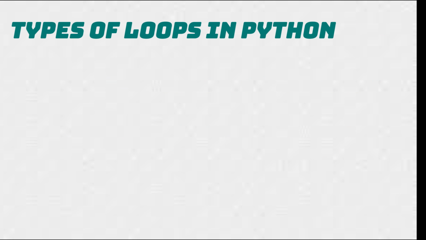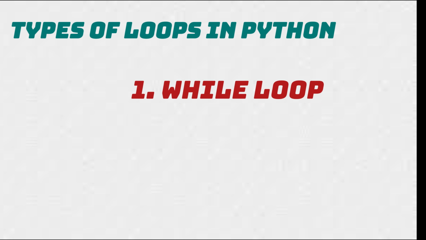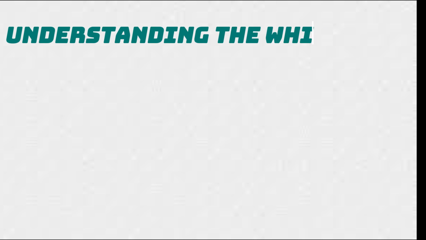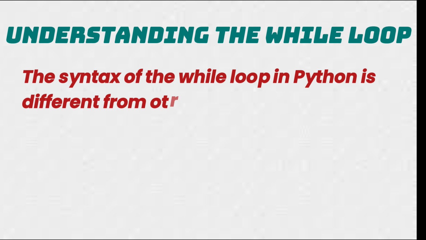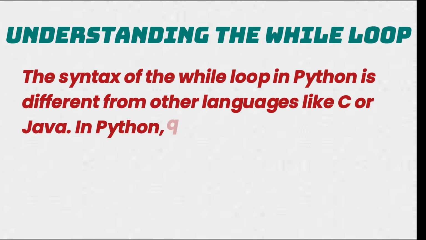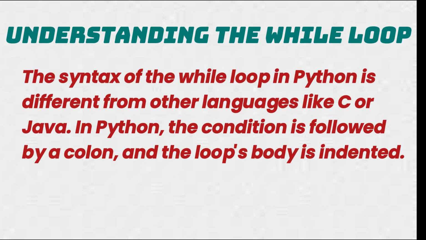Types of loops. Python has two main types of loops, the while loop and the for loop. In this video, we will focus on the while loop. The syntax of the while loop in Python is different from other languages like C or Java. In Python, the condition is followed by a colon and the loop's body is indented.